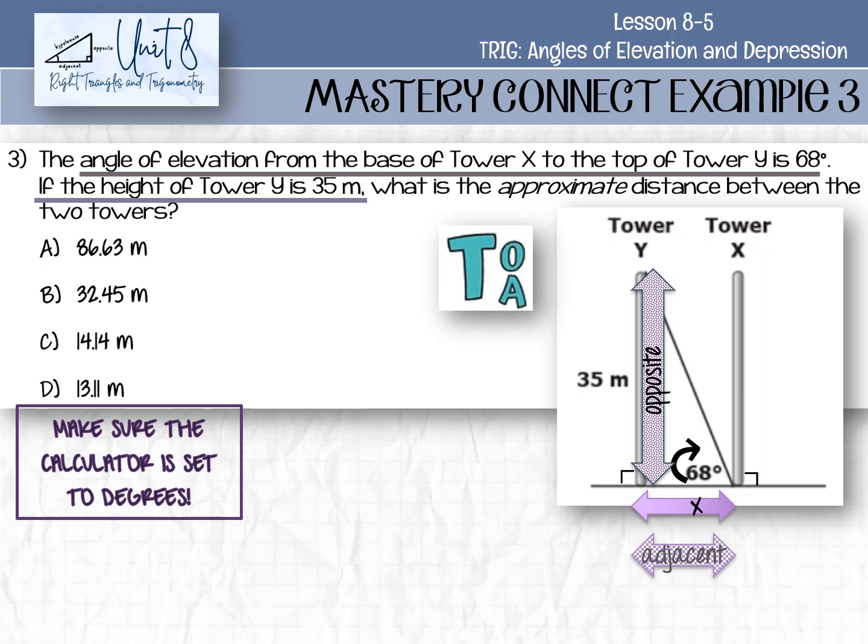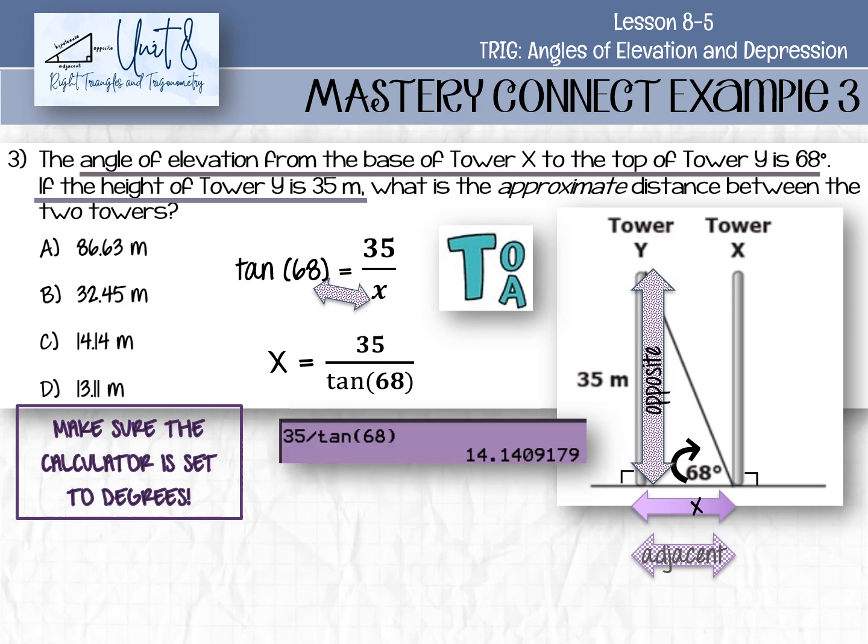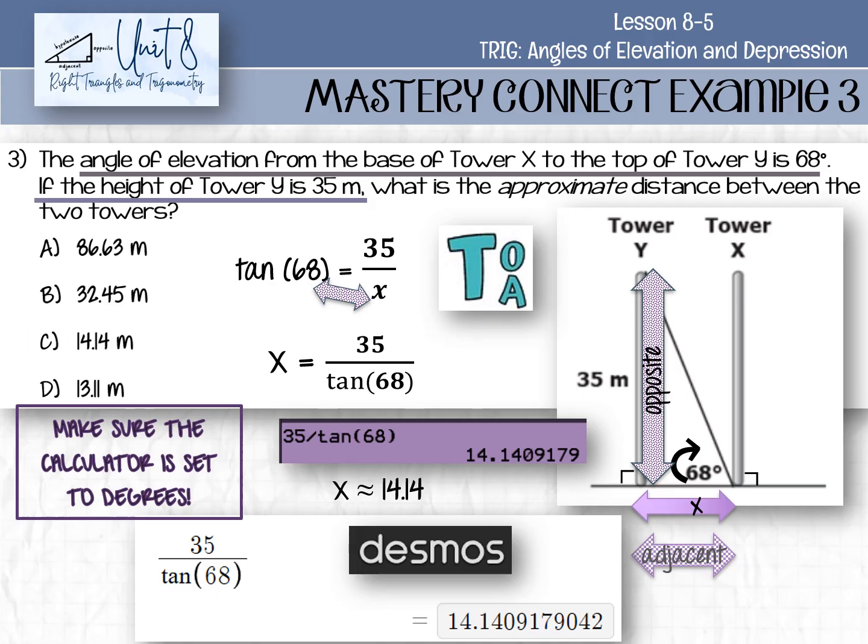So opposite and adjacent, yes, tangent again. Tangent 68 is 35 over X, no problem. Those two can switch places. X is 35 divided by tangent 68. Graphing calculator, Desmos, doesn't matter. We get about 14.14 meters.